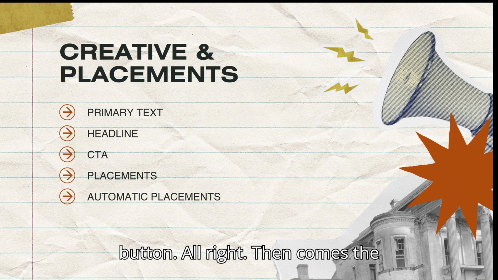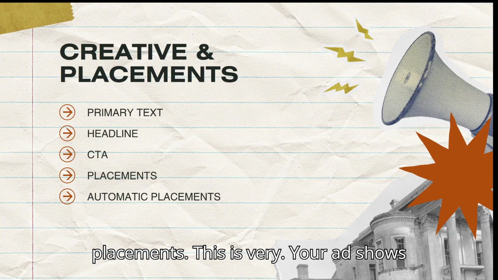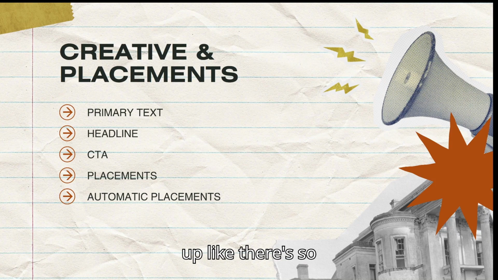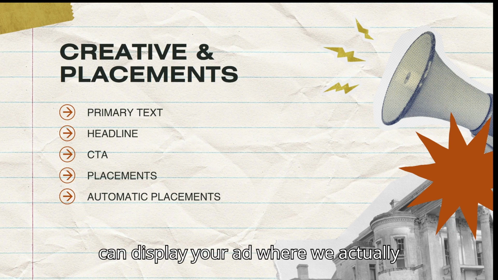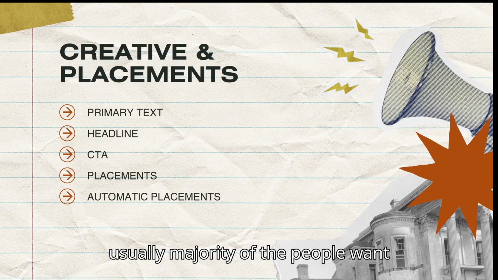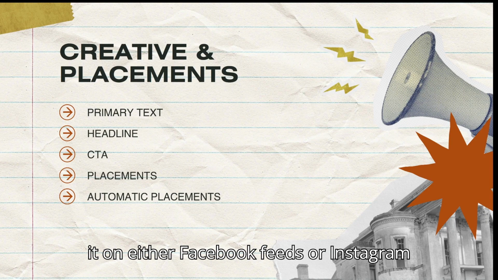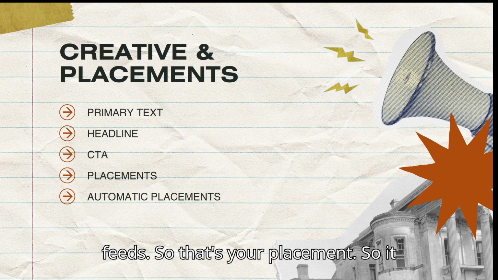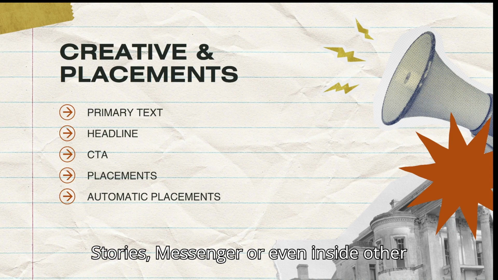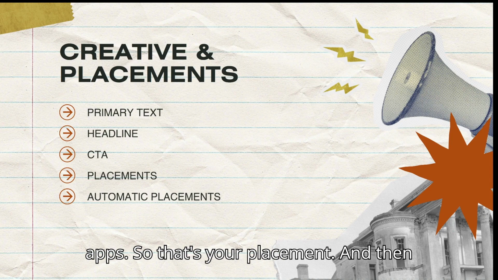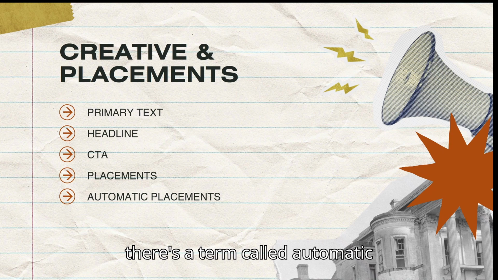Then comes the placements. This is where your ad shows up. There's so many platforms and so many places Meta can display your ad, where we usually see the majority of people want it on either Facebook feeds or Instagram feeds. So that's your placement. So it could be in Facebook feed, Instagram stories, Messenger, or even inside other apps.